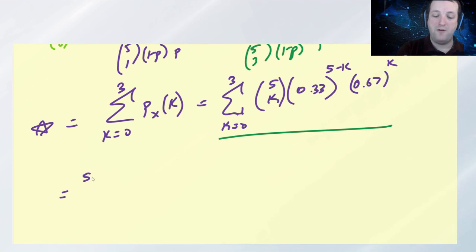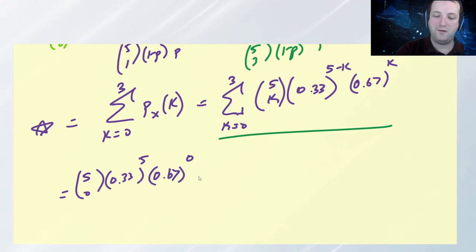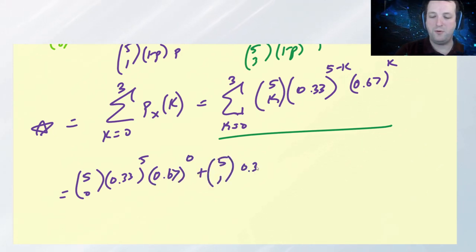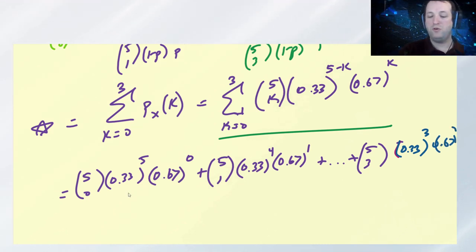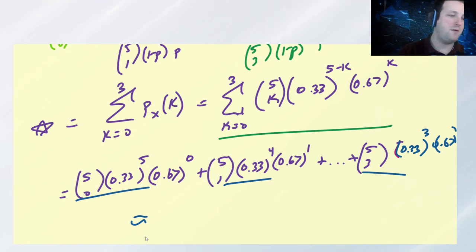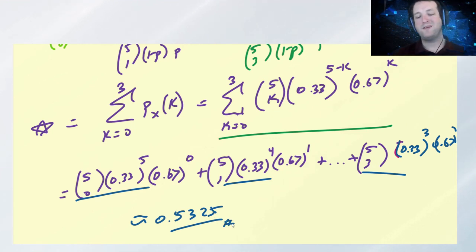So that's just going to be equal to 5 choose 0 times 0.33 to the power of 5 times 0.67 to the power of 0, plus 5 choose 1 times 0.33 to the power of 4 times 0.67 to the power of 1, all the way down to 5 choose 3 times 0.33 to the power of 3 times 0.67 to the power of 2, right? So once you work out all of those calculations, you should get an answer of approximately 0.5325 as our final answer. So there's approximately a 53% chance that at most 3 people in your sample like rock music.